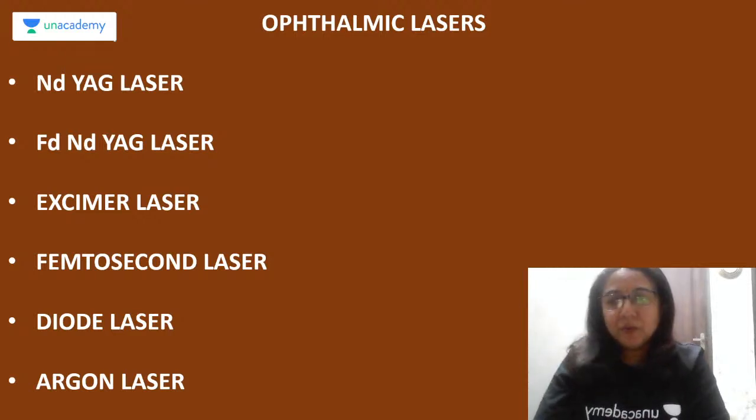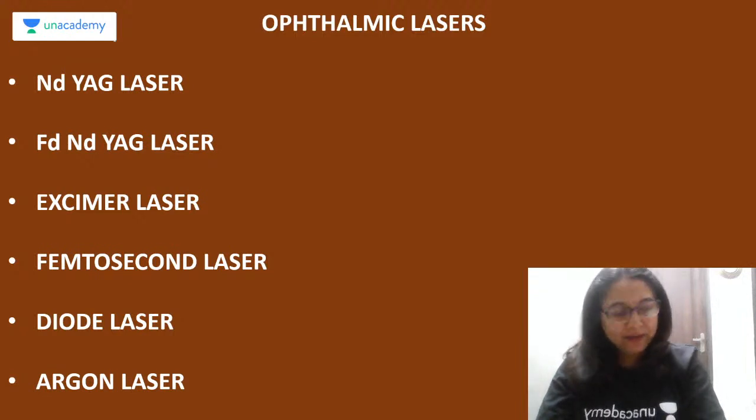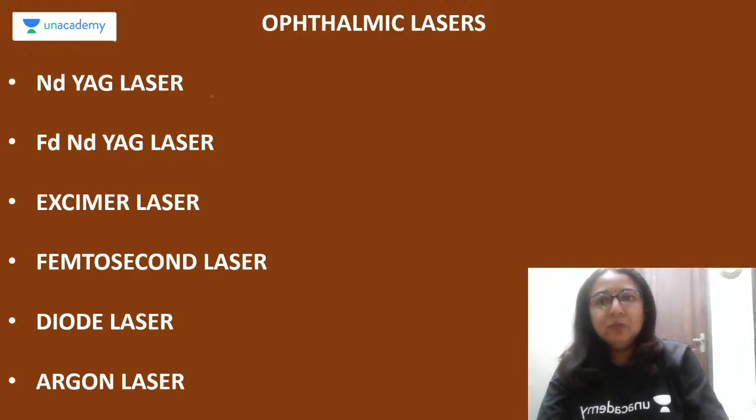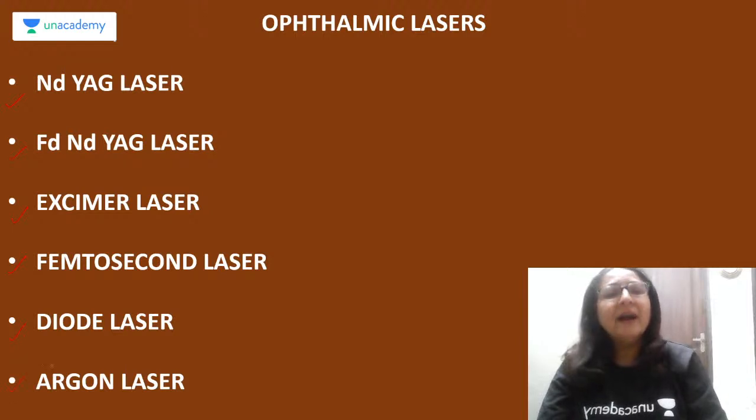Okay, so let's start with the discussion. In ophthalmology, different types of lasers are used. First of all, let's see what types of lasers are used in ophthalmology. The types of laser which are used, I have enumerated here. They include your ND-YAG laser, frequency doubled ND-YAG laser, Excimer laser, Femtosecond laser, diode laser, and argon laser.